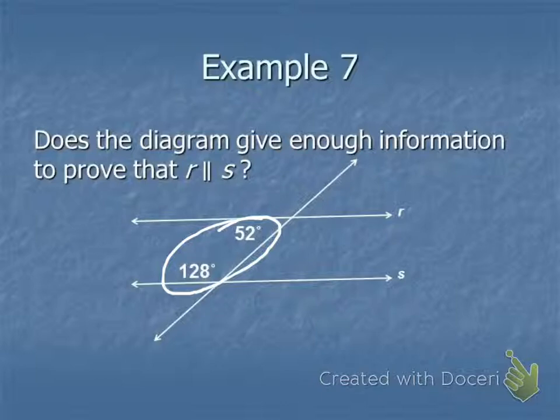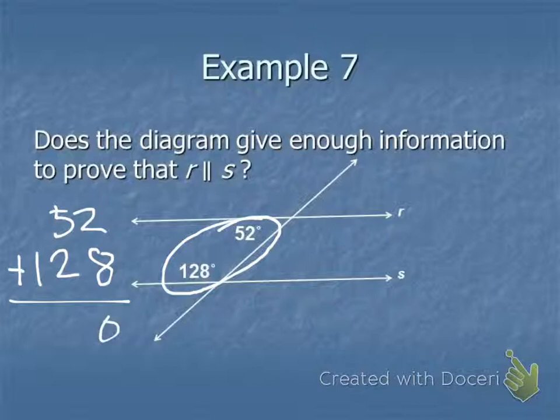They have to do what? Good. We're going to add them and see if we get 180. If we get 180, they're supplementary. We can say the lines are parallel. If it's anything but 180, the lines would not be parallel. So that's a 0, carry the 1. I'm getting 180. So what does that prove?